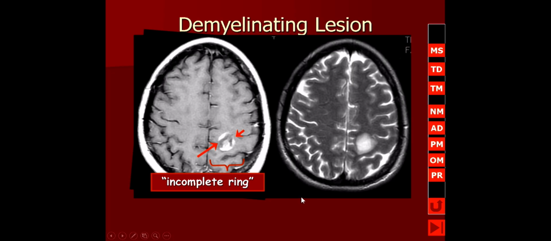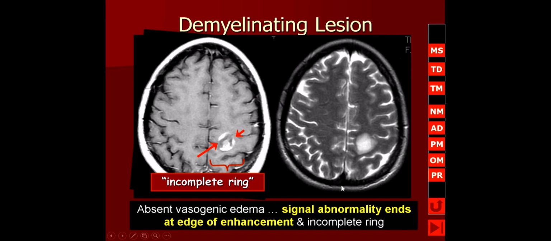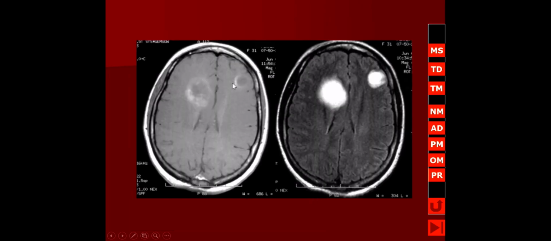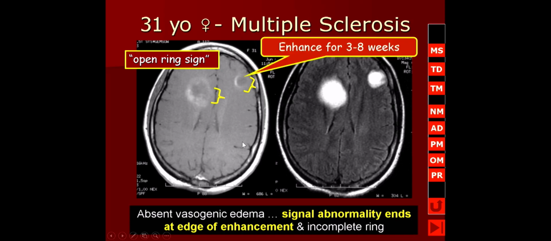It's not just the open ring. It's the combination of the open ring, the lack of mass effect, and the fact that you don't have surrounding vasogenic edema. So this is, I think, a very useful feature to avoid getting a biopsy of a tumefactive demyelinating lesion. The edge of the abnormality is the edge of the enhancement that you see. So again, we have a couple of other lesions here, relatively large, almost no mass effect for the size of a lesion, and an incomplete rim of enhancement around the outside.